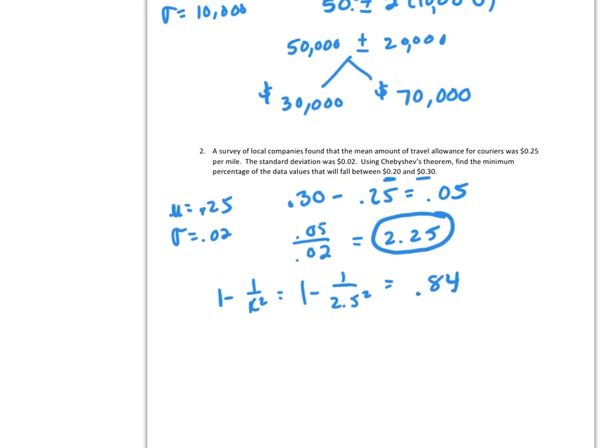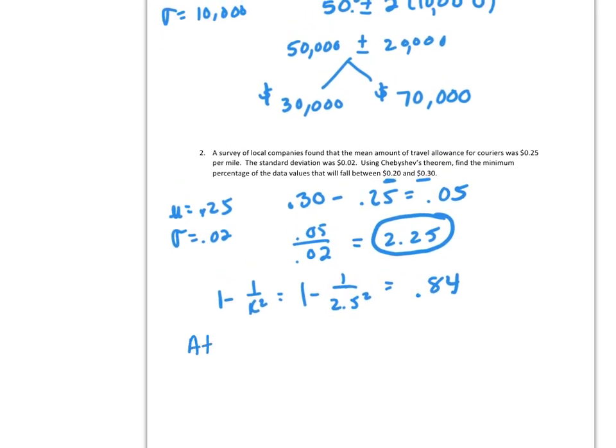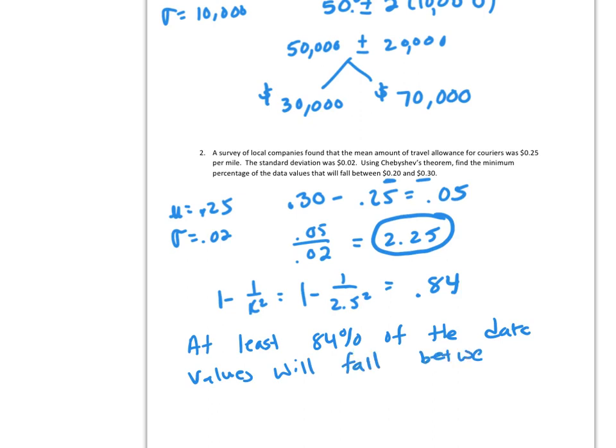So what we can draw from that is at least 84% of the data values will fall between 20 cents and 30 cents.